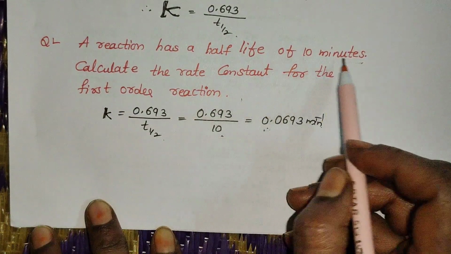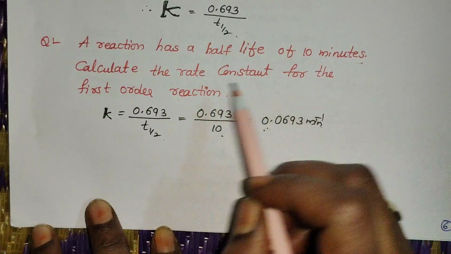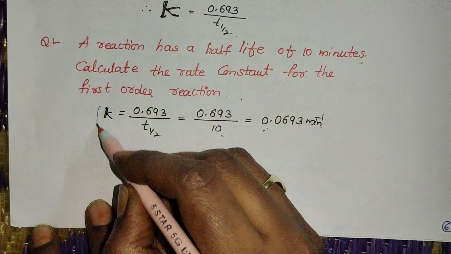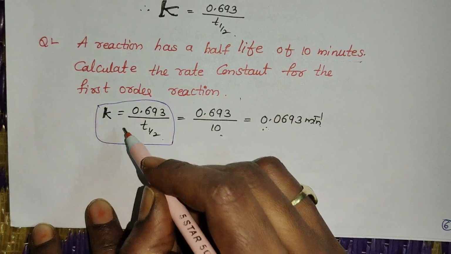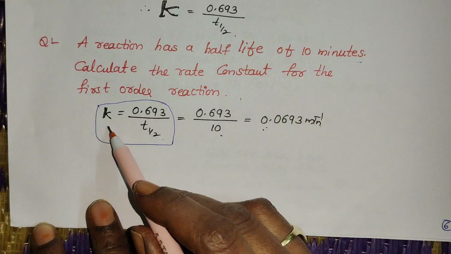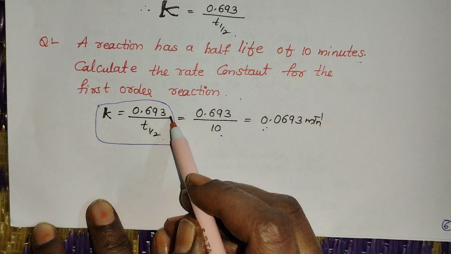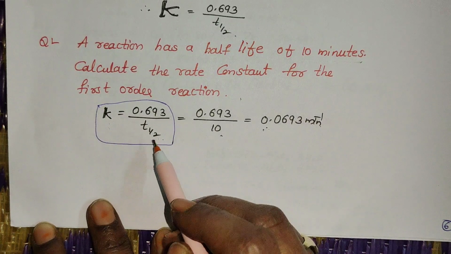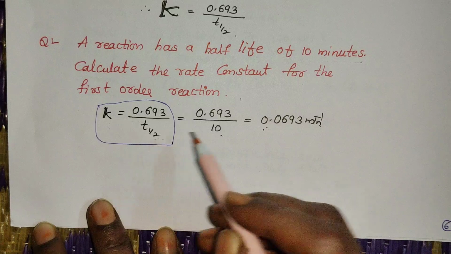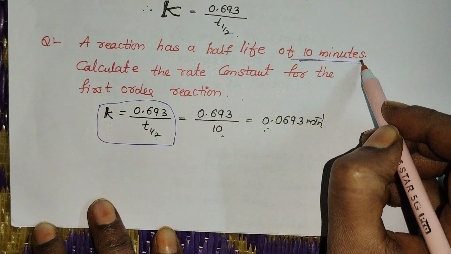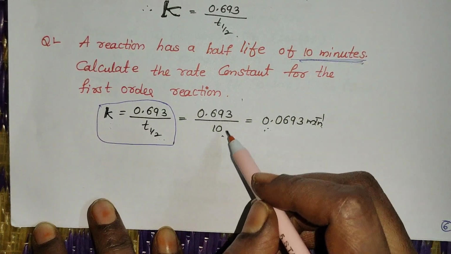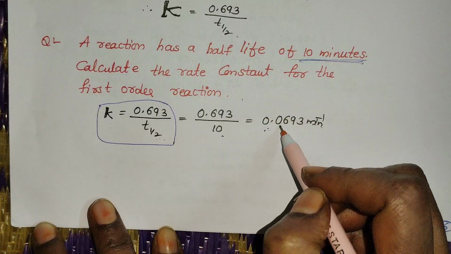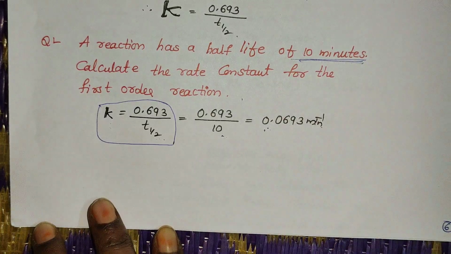Okay, next: a reaction has a half life of 10 minutes, calculate the rate constant for the first order reaction. First we have to know the rate constant for the first order reaction: K equals 0.693 by T half. This is the formula. In this T half we substitute the half life, 10 minutes. So 0.693 by 10, then we get 0.0693 minute inverse, right?